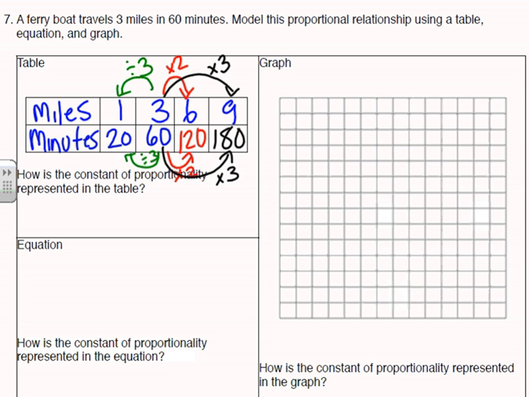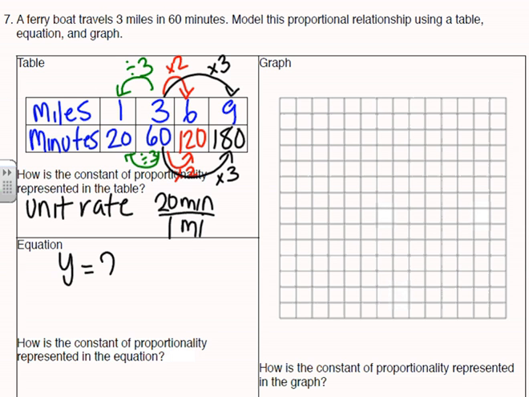Okay, it says, how is the constant of proportionality represented in the table? We're going to say unit rate, and then we're going to list what it is. The unit rate of 20 minutes to go 1 mile. Okay, that's going to give us an equation of y equals 20x. This is x, this is y. We're taking all of our x values and multiplying them by 20. Okay, the constant of proportionality is represented, the value of k is 20.